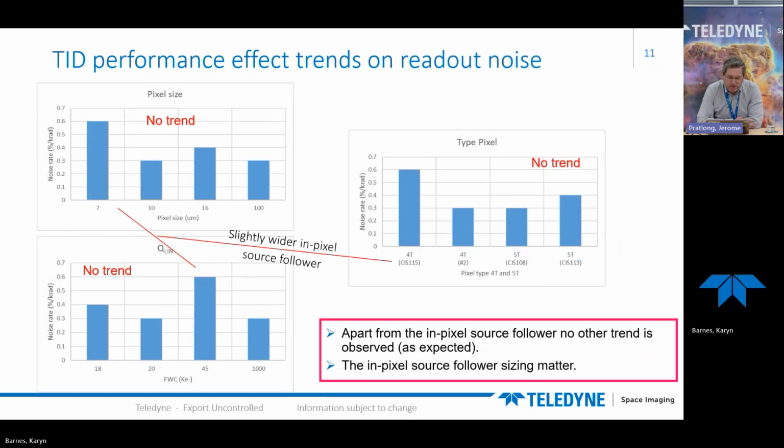For the noise, we can observe a similar pattern, except for the case of the CIS115 here mentioned. And we can see that it stands out from the others. The difference in terms of design is that this pixel has a larger source follower. Therefore, in terms of noise, it's clear that the size of the pixel source follower has an incidence, and therefore that must be considered during the design.